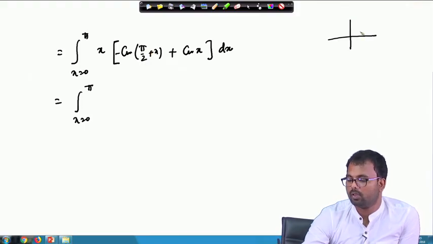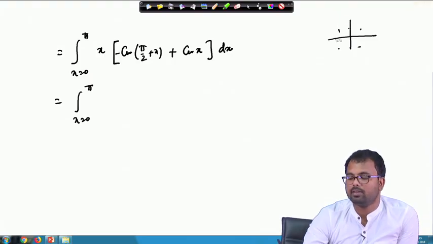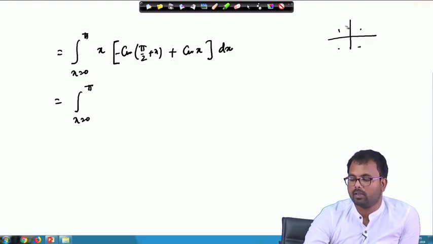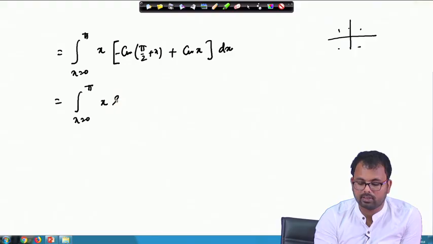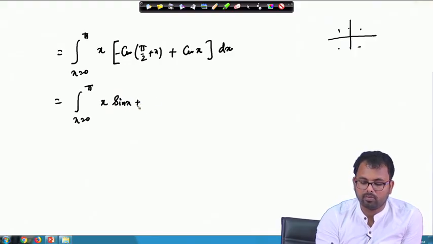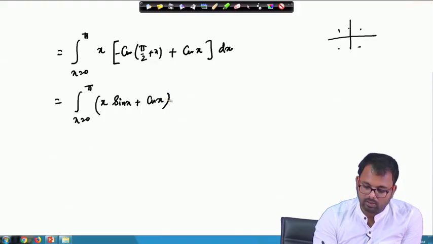We know that cos of pi by 2 plus x: in the quadrant where sine is positive, cos is negative, so cos will change to sine. Negative and negative will turn into a positive. So, here we will have x sine x plus cos x dx.